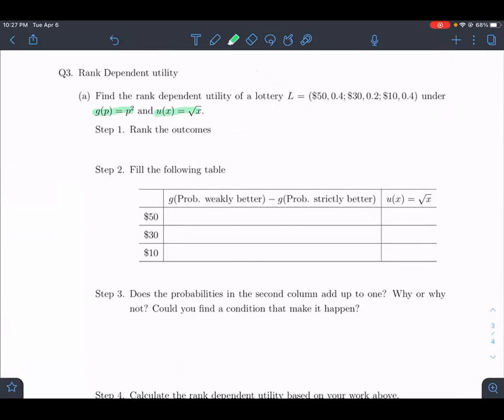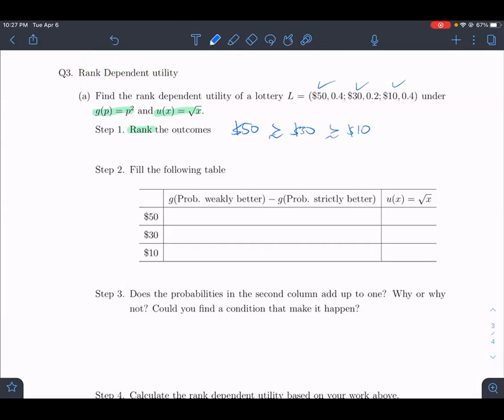So when I solve this question, the name of this theory has rank-dependent utility. It has rank in here. So step one, I think natural step one is ranking the outcomes, because it's rank-dependent utility. Using common sense, we can say that $50 is the best, $30 comes next, and $10 comes at the last, the worst outcome.